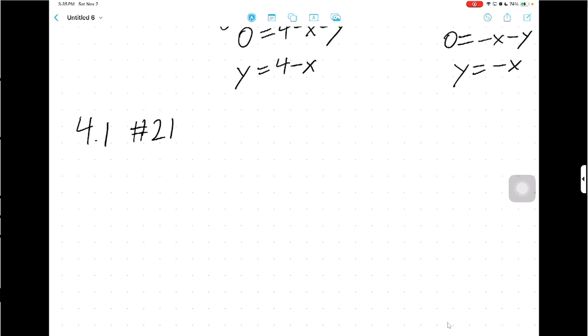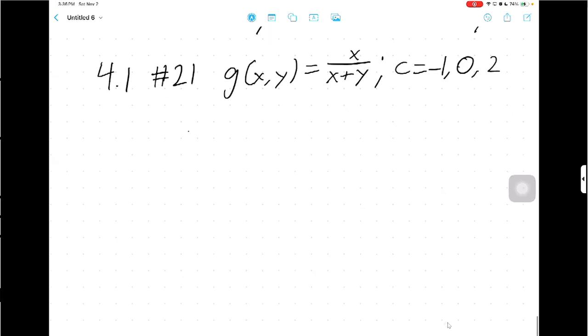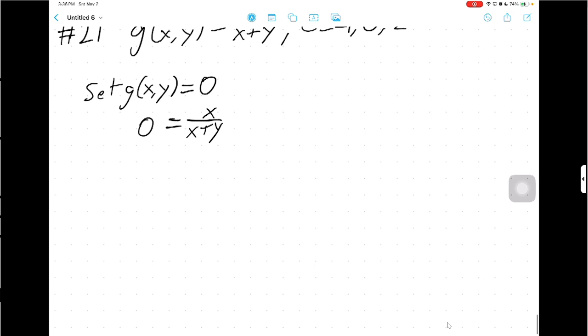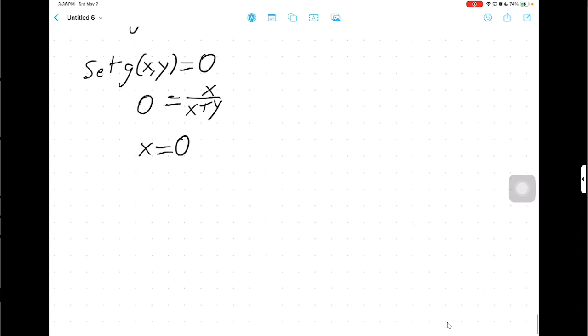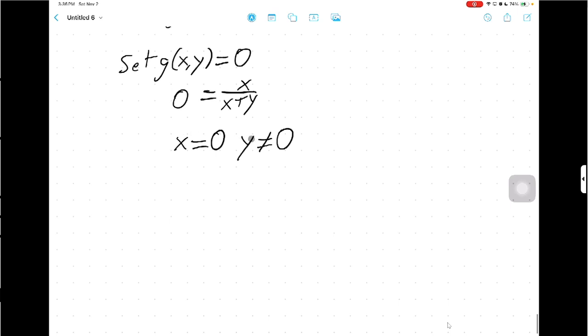Number 21. G of xy is equal to x over x plus y. C is equal to negative 1, 0, 2. So I'm going to set g of xy equal to 0. Now this one you're going to have to be a little bit careful with. Yes, the numerator has to be 0 in this case as well, but we have one other condition here, and that is that the denominator cannot be 0. So the full level curve is actually just x equals 0, such that y is not equal to 0. That would be our full level curve.